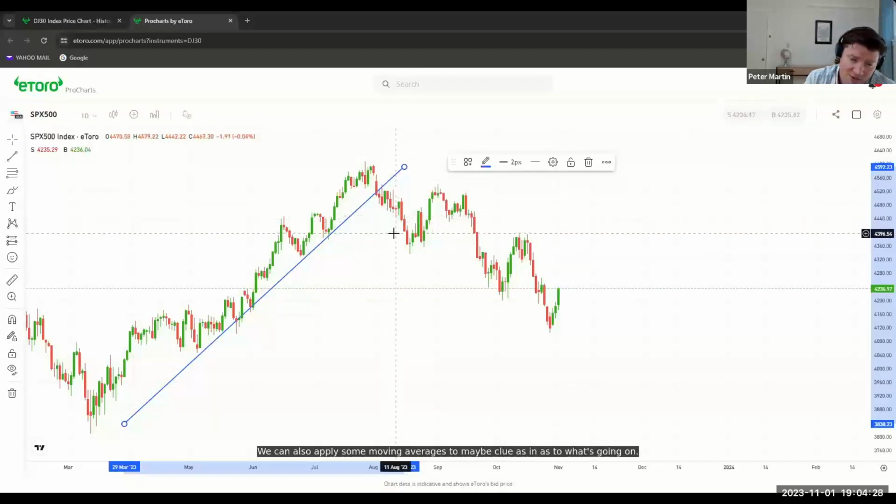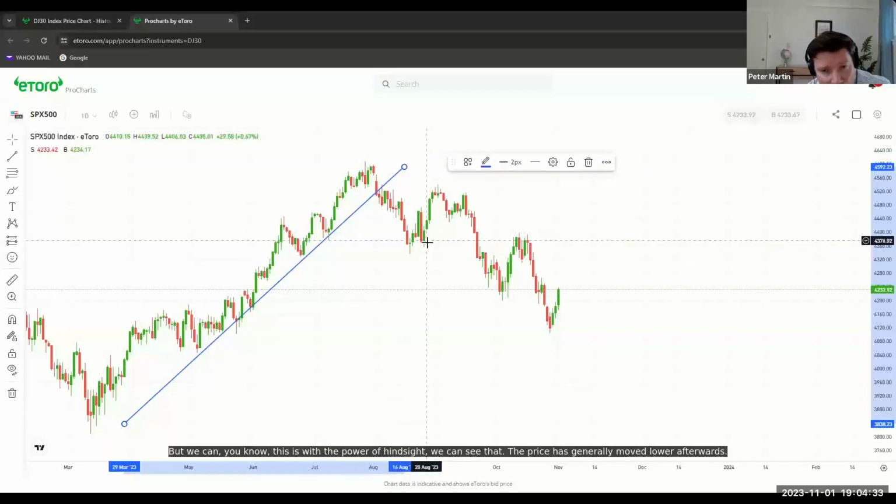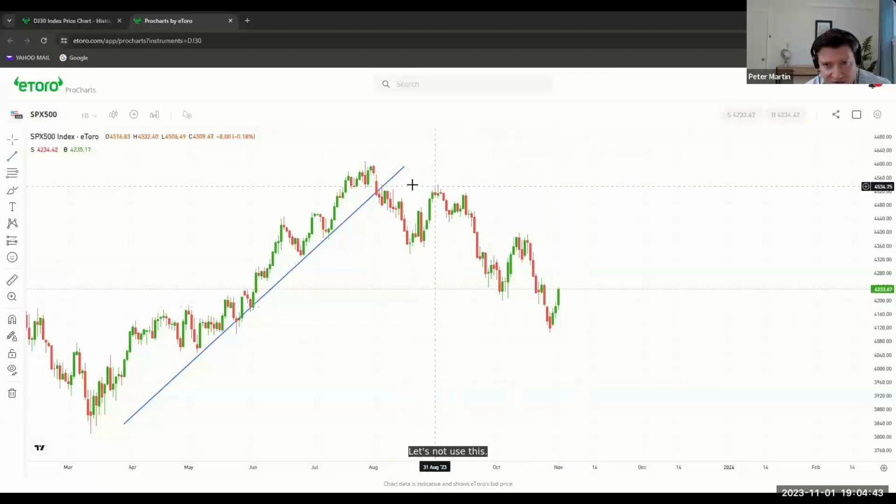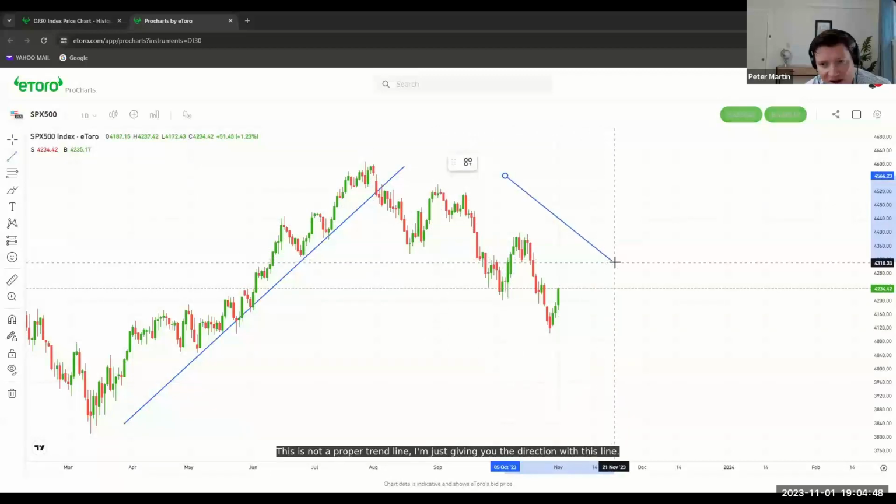We could also apply some moving averages to maybe clue us in as to what's going on. But this is with the power of hindsight, we can see that the price has generally moved lower afterwards. And this isn't a proper trend line, I'm just giving you the direction with this line.